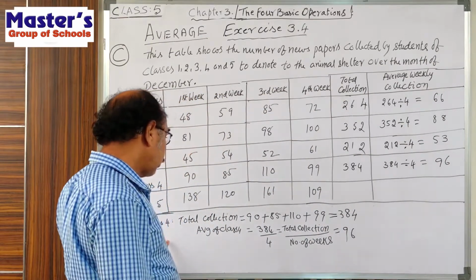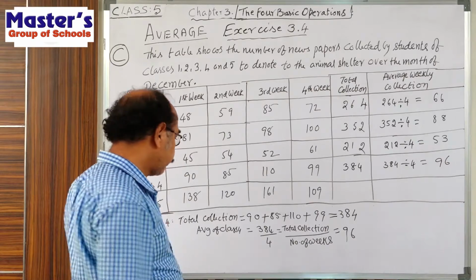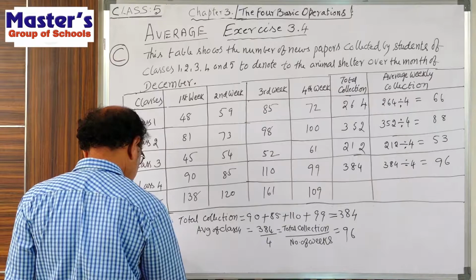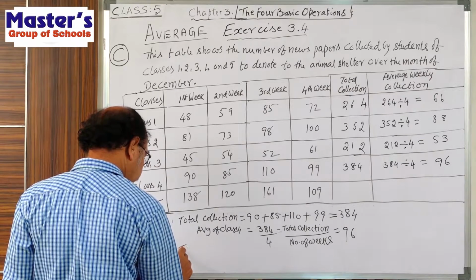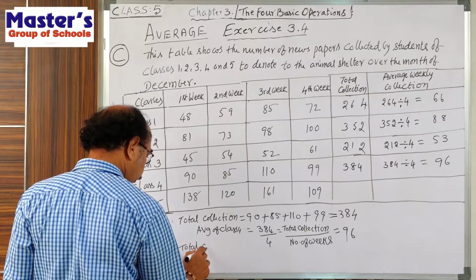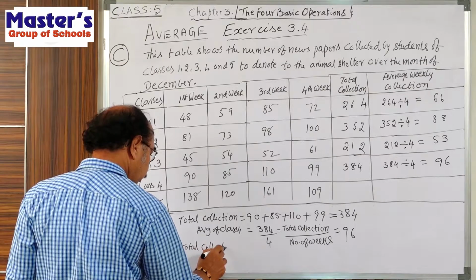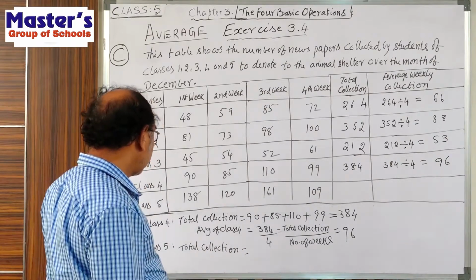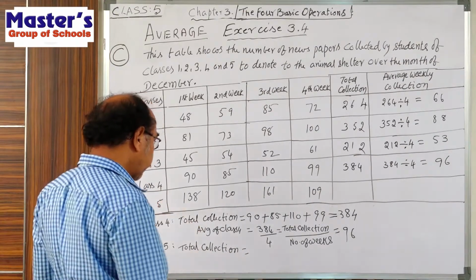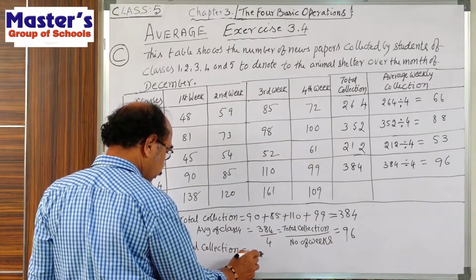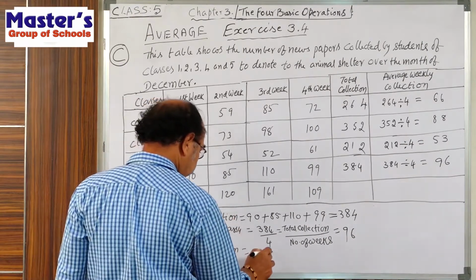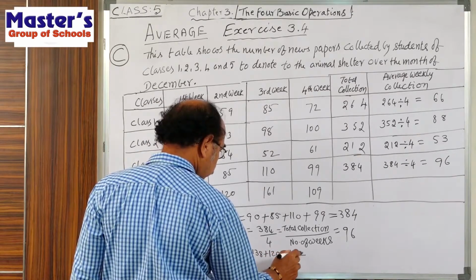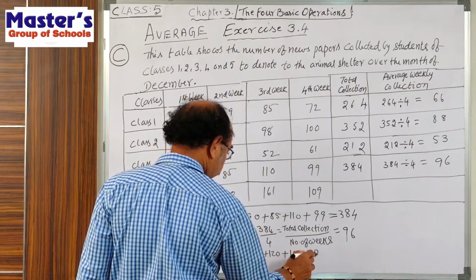Now come to class 5. Class 5 total collection: 138 plus 120 plus 161 plus 190. Add.